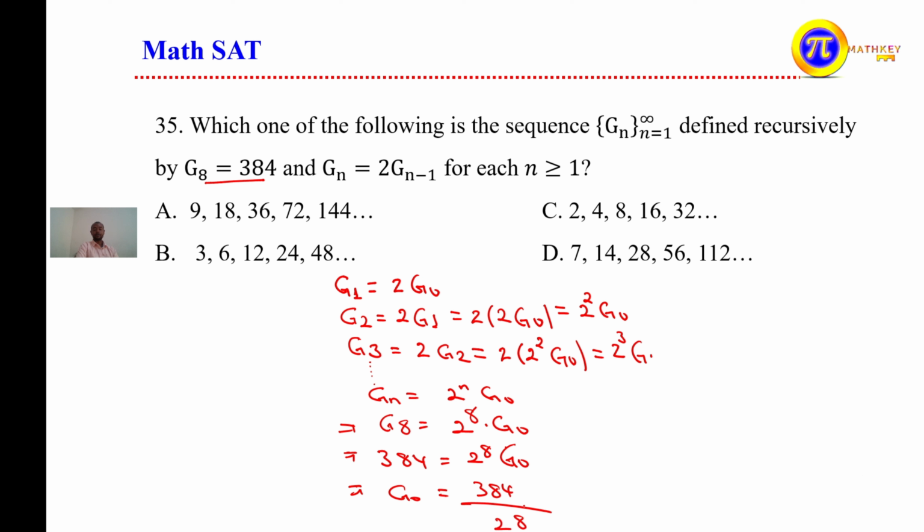2 to the power of 8. Solving this, dividing by 4 gives 96 and 2 to the power of 6. Dividing by 4 again gives 24 and 2 to the power of 4. Again by 4, this is 6 and 2 to the power of 2. Again by 4, this is 3 over 2. So g_0 is 3 over 2.